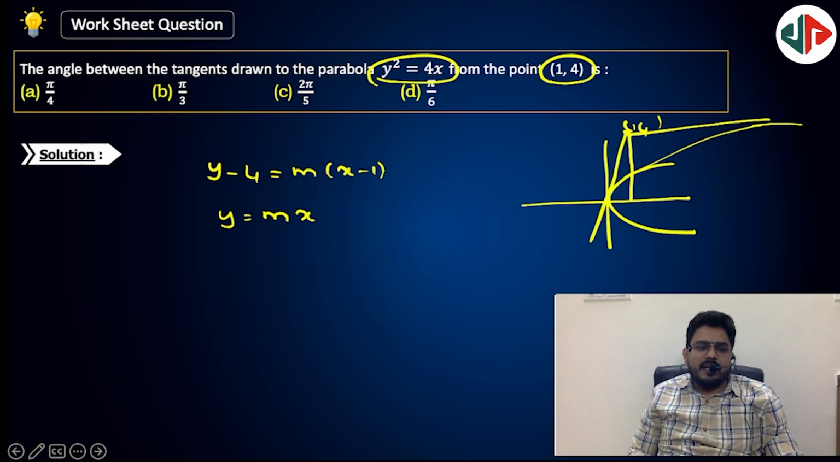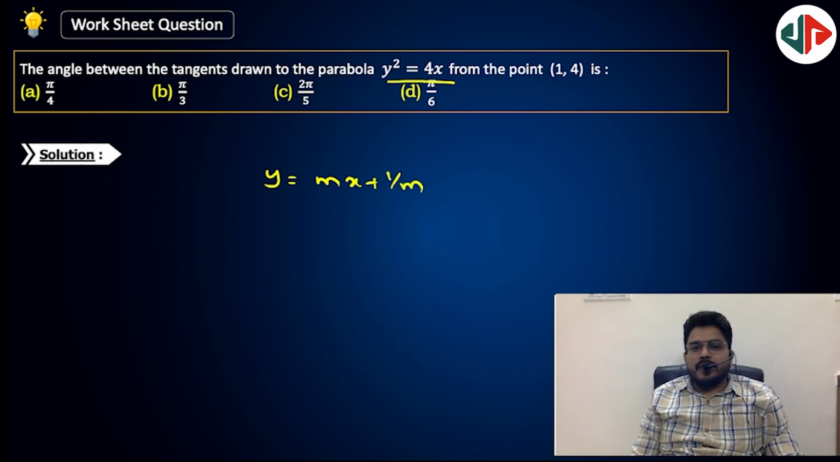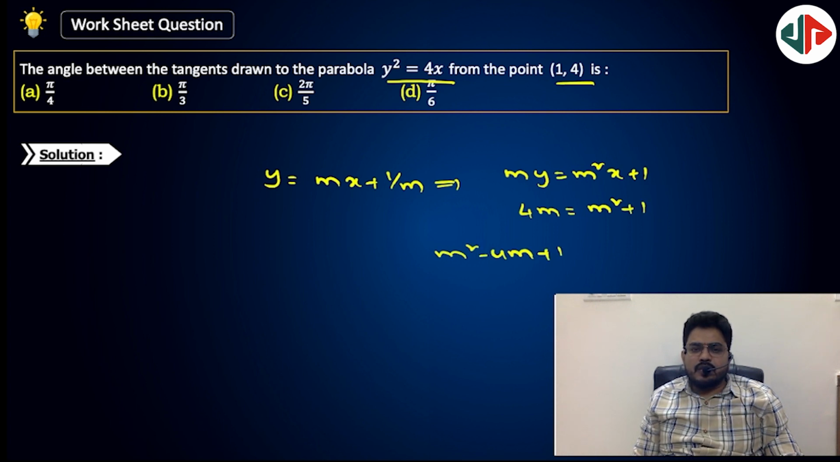Otherwise, in a simpler manner, let me go with the board. Any tangent to this is y equals mx plus a by m, passing through 1 comma 4. So 4 equals m plus 1 by m, that is 4m equals m square plus 1. So m square minus 4m plus 1 equals 0. m1 plus m2 equals 4, and m1 m2 equals 1.